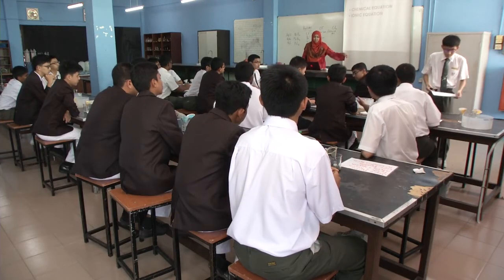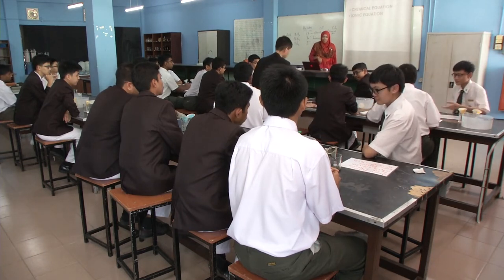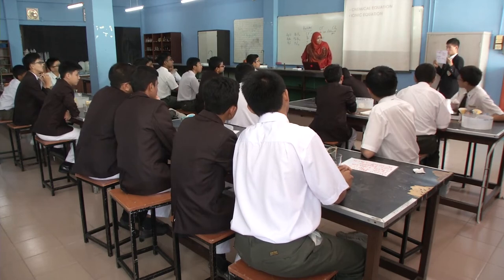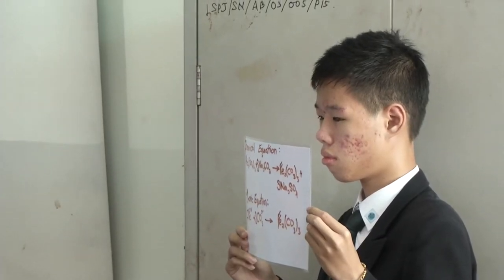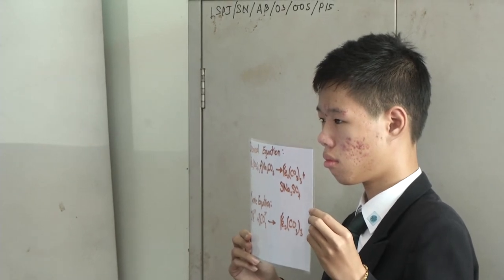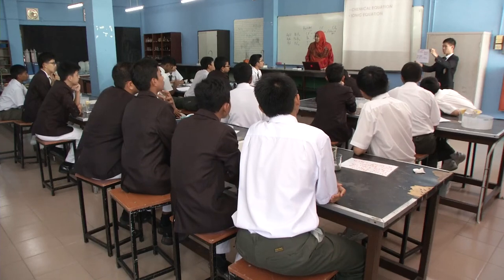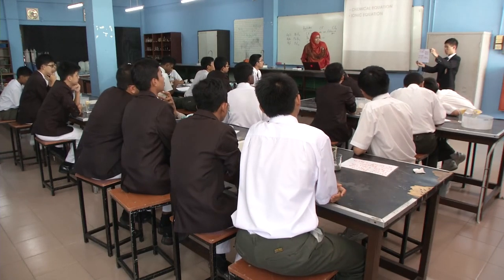Group two, come. Come, Nicholas. All right, so he placed it as Fe2(SO4)3 plus 3Na2CO3, arrow Fe2(CO3)3 plus 3Na2SO4. Okay, is that correct? Check the balancing, is that correct? Yes. Okay, so is that correct? Yes, okay, because the balancing is correct.